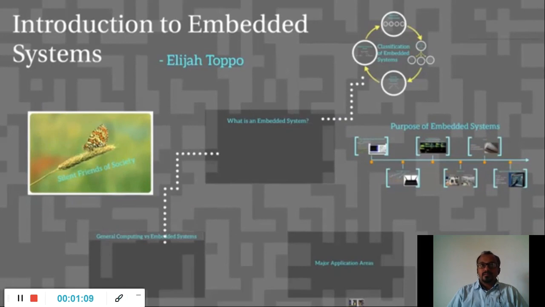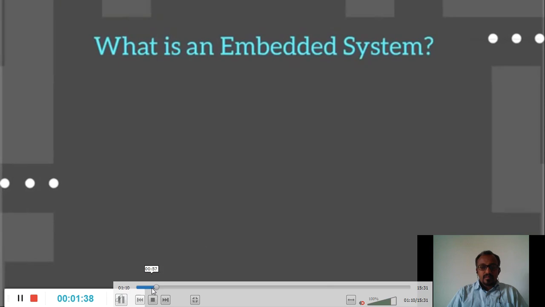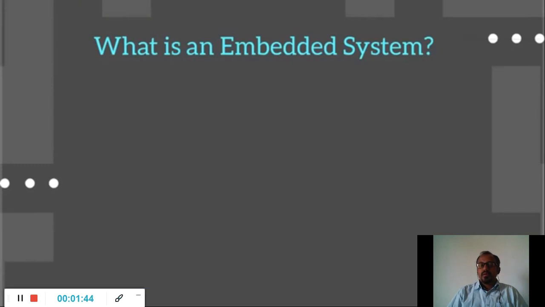The major outline of this video, what we are covering here, is: first, what is an embedded system; second, the difference between a general purpose computing system and an embedded system; and third, what are the major application areas and the purpose of embedded systems. Before we understand the depth of the embedded system, we should first know what an embedded system is.